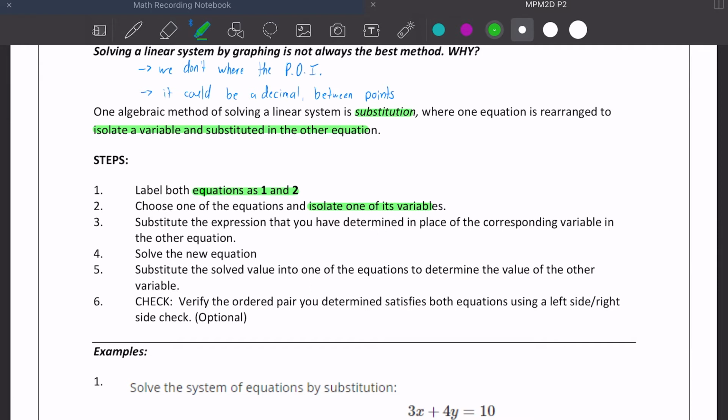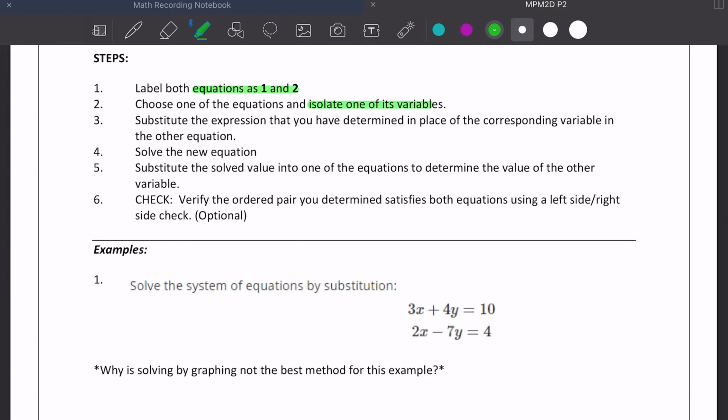Last, this is an optional step, is to check to verify that the ordered pair you found is correct, that it satisfies both equations by using the left side and the right side check. Again, this is optional. Sometimes I'll ask you to do that specifically just to double check your variables, but other times I'll just say, you're good.